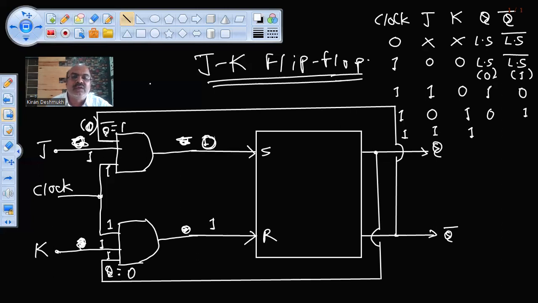So here this output will be 1, this output will be 0. So what will happen? Q will become 1 and Q bar will become 0. Okay. If clock is again 1, and J is 1, K is 1, now what will happen? Upper AND gate output will be 0, lower AND gate output will be 1. In that case, it will be 0, and this will be 1. So this will continue.